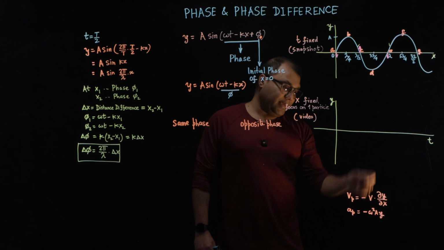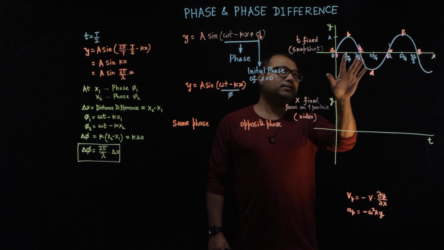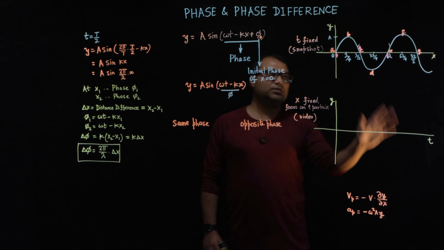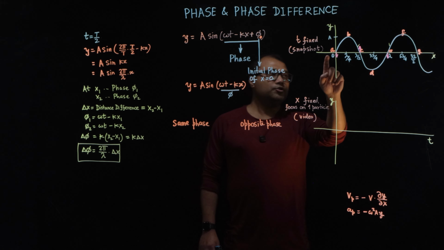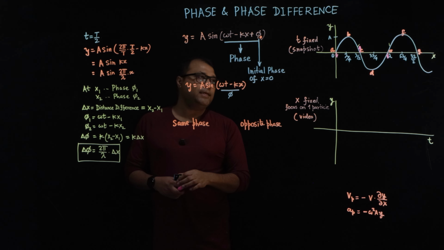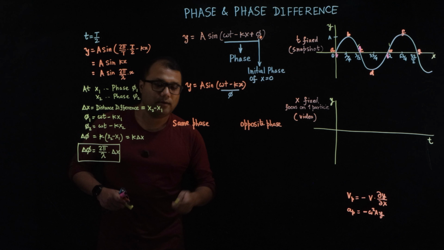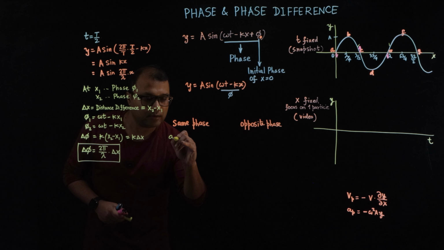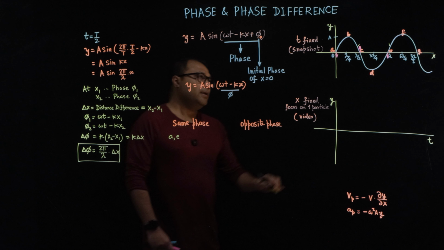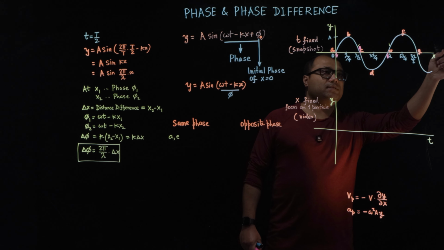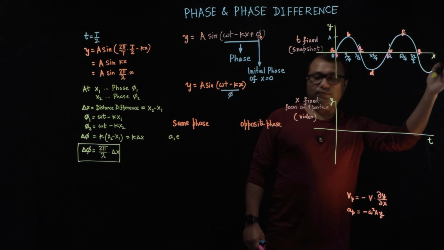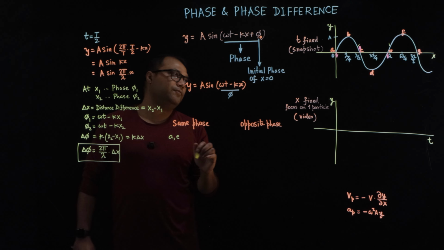Acceleration at point A is 0, y is 0. Acceleration at point C is 0. So acceleration we do not have an issue with. So A and E we can say are in the same phase. Then next time when it crosses again, it will be in the same phase. So these are in same phase.